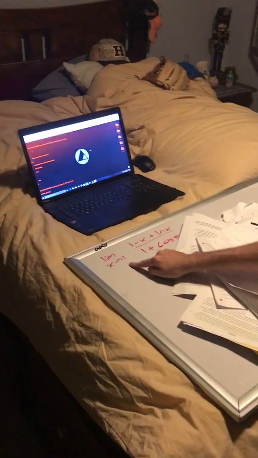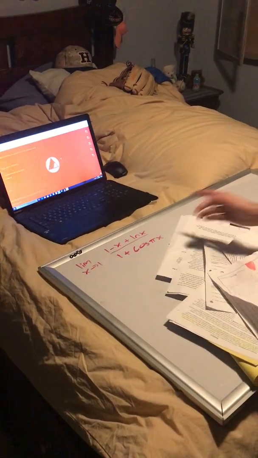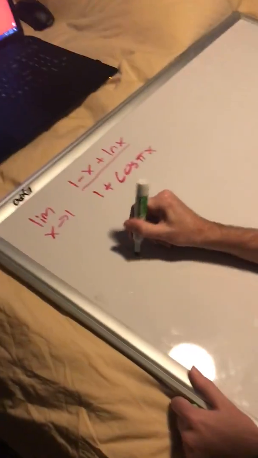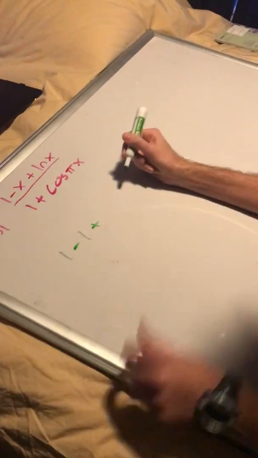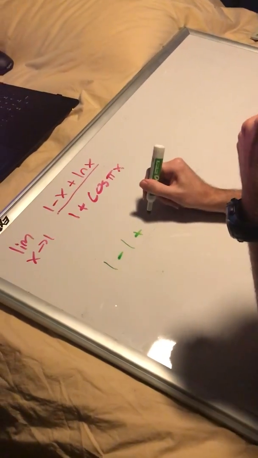It's unnecessarily confusing. It's the limit of x as it goes to 1 of (1 minus x plus the natural log of x) divided by (1 plus the cosine of pi times x). Well, did you plug in 1 first? No. Plug in 1. 1 minus 1 plus, what's the natural log of 1? 0. That's a common rule everybody should know.